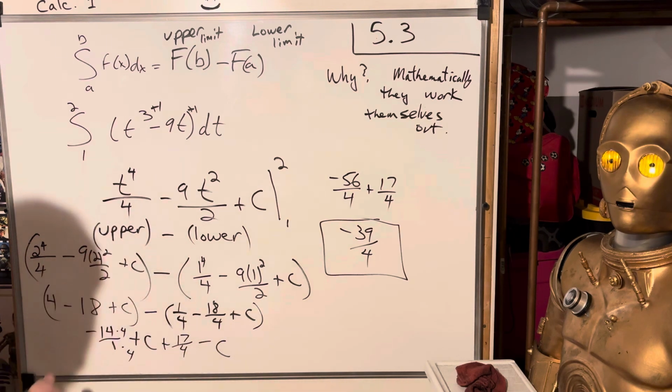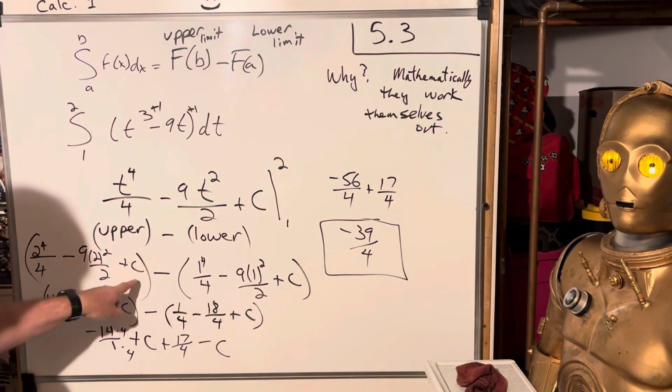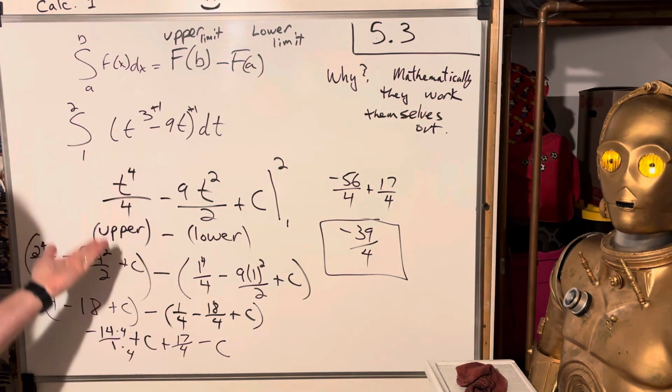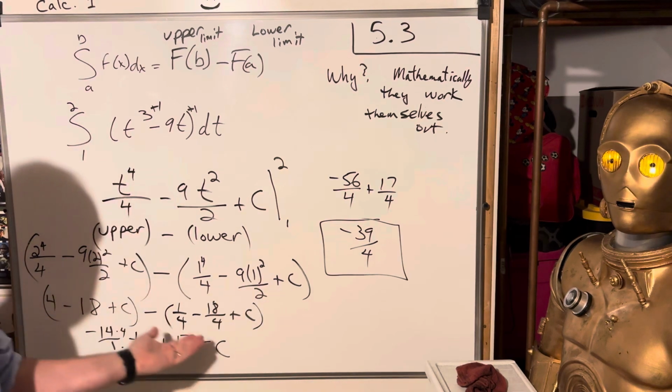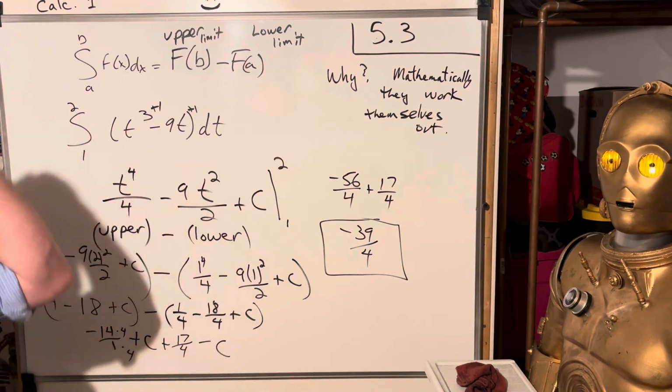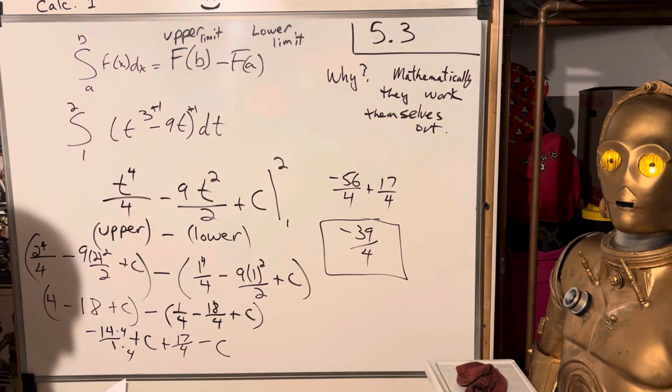All right. But this was more about why we disregard c. Every time you do the upper minus the lower, you're going to end up with a plus c and then a minus c, and then the c's just go. So when you have a definite integral, you don't need the constants. All right.